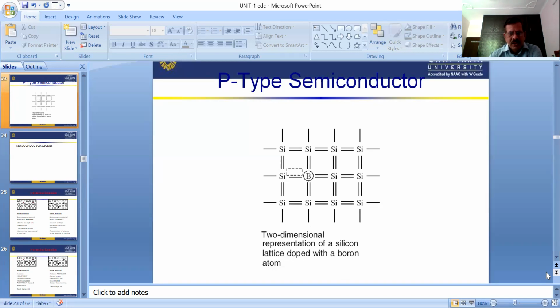After doping with boron, the semiconductor behaves as a p-type semiconductor, and after doping with phosphorus, the pentavalent group five element, the semiconductor behaves as an n-type semiconductor. So these are the two types of semiconductor, p-type and n-type.